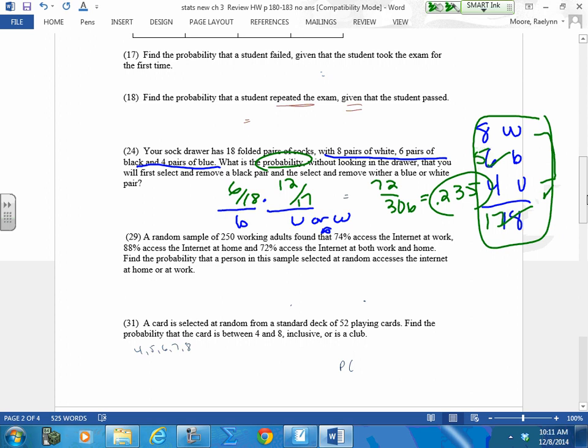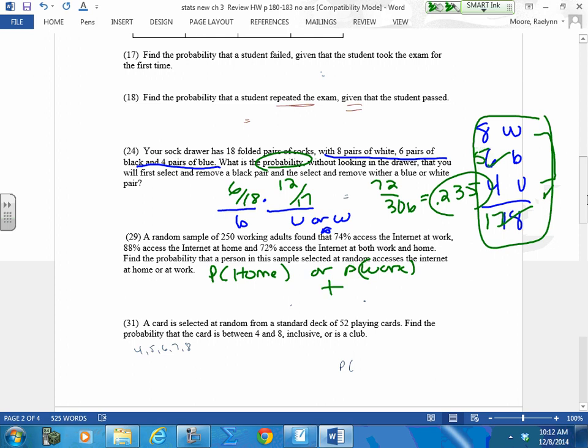Okay, number 29. In a random sample of 250 working adults, it found that 74% access the internet at work, 88% of them access the internet at home, and 72% access the internet at both work and home. Find the probability that a person in the sample selected at random accesses the internet at home or at work. So start with your probability. At home or at work. On an or, what do we do? We add.